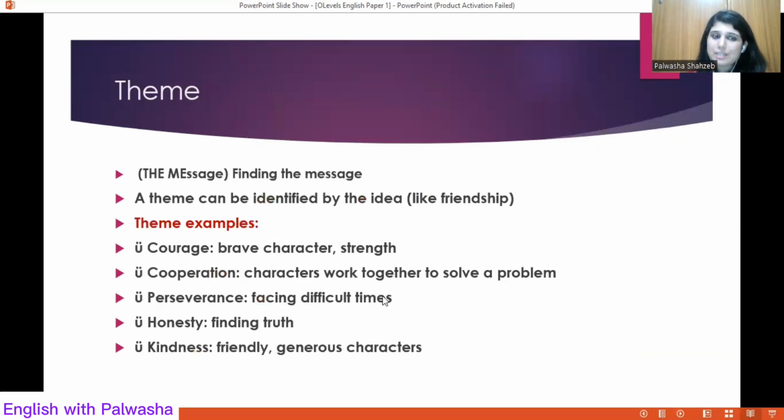Then we have these themes, all right. The theme examples. Theme can be identified by the idea, all right. So theme means to find a message. The courage theme explains brave characters, strength. The cooperation theme is about characters working together to solve a problem. Perseverance is facing difficult times, and maybe, when you are consistent and still facing the difficulties. Honesty is finding truth, and kindness is friendly, generous characters. So these are the main themes which I have embedded here.